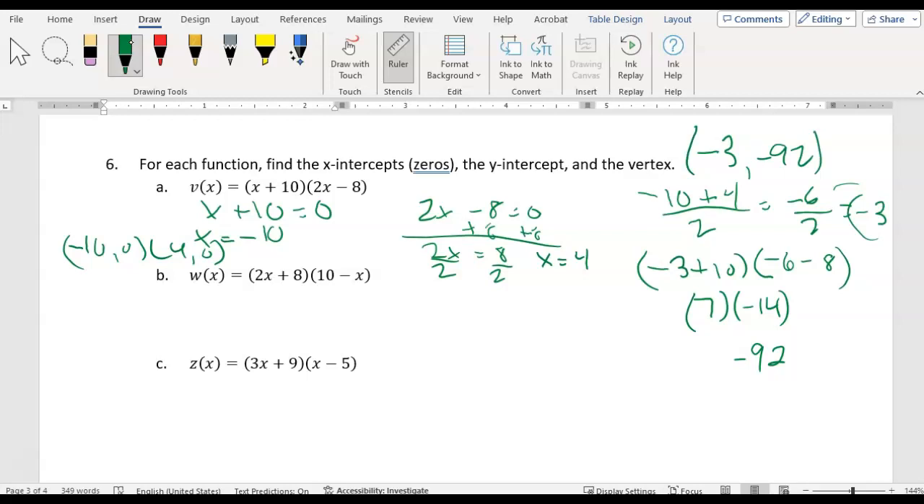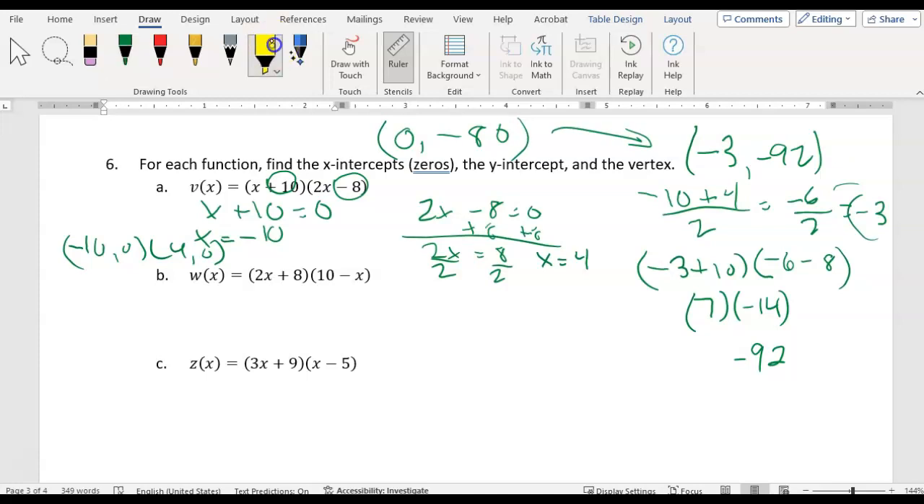And then the y-intercept, I can look at what my constant will be. And 10 times negative 8 is negative 80. So 0, negative 80. And that makes sense with our vertex because that means that the vertex would be below that, but on its way up, it would hit the y-axis.